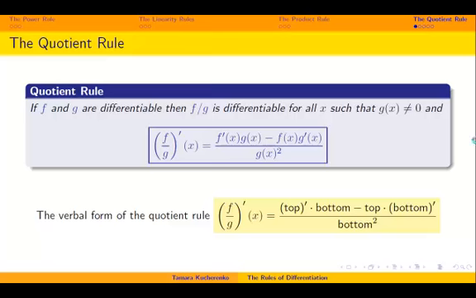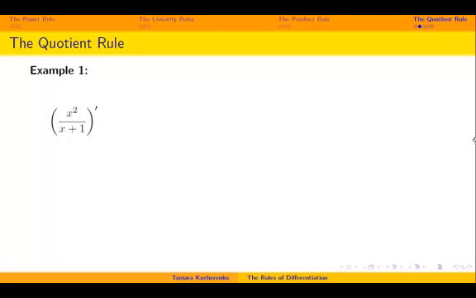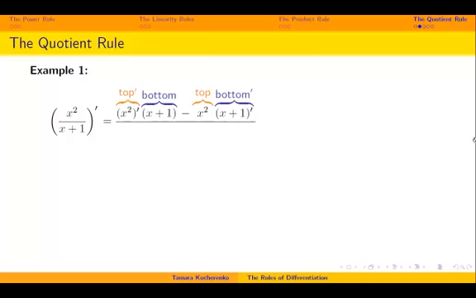Our first example is to find the derivative of x squared divided by x plus 1. Here the top is x squared and the bottom is x plus 1. By the quotient rule, we get top prime times the bottom minus top times bottom prime divided by bottom squared.